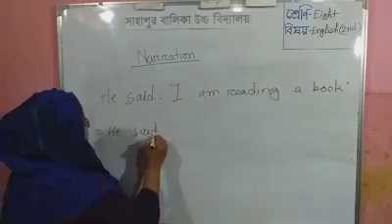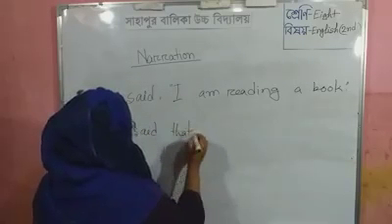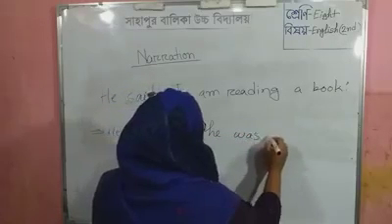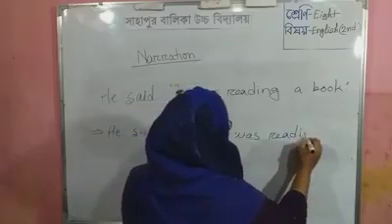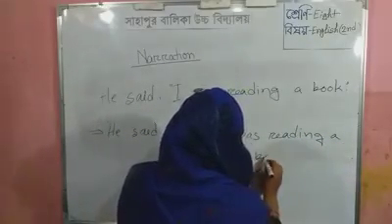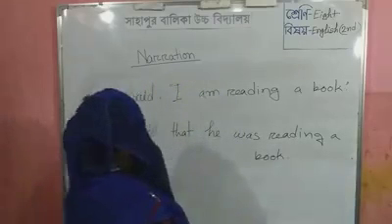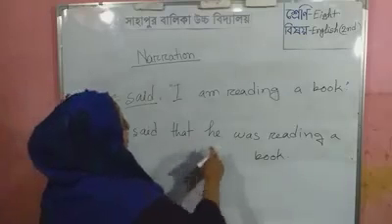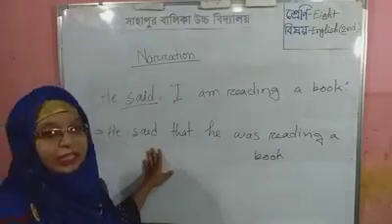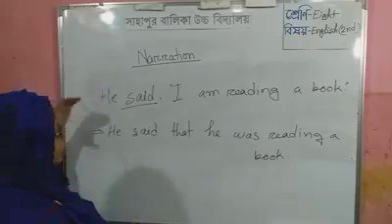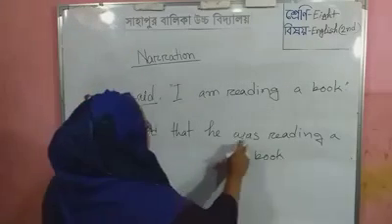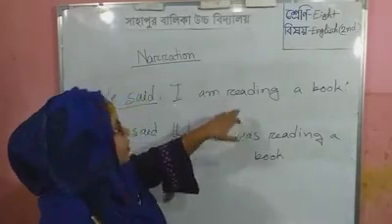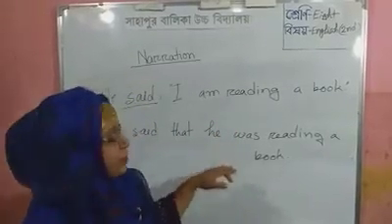He said that he was reading a book. So when it is in past tense, we change the form of the sentence. We change direct to indirect. He said that he was reading a book. It is in present continuous, and we change it to past continuous.